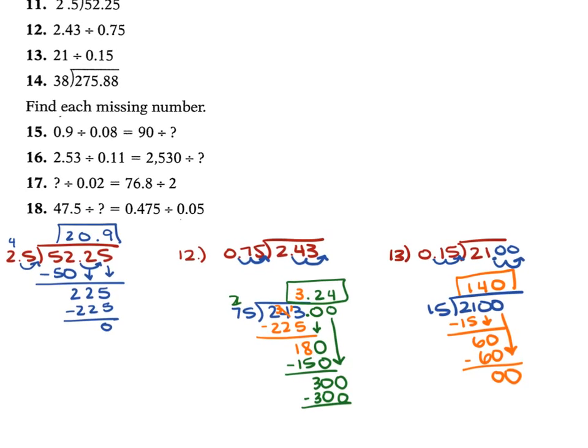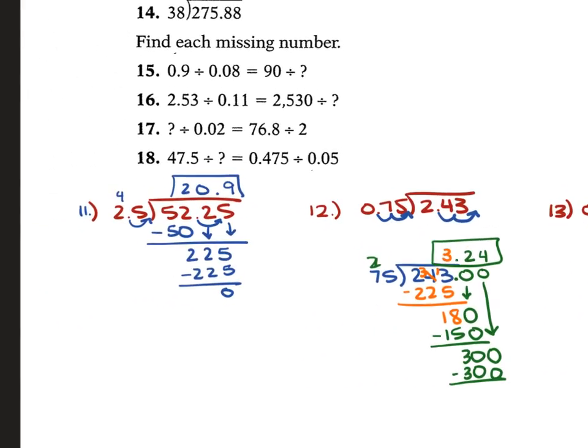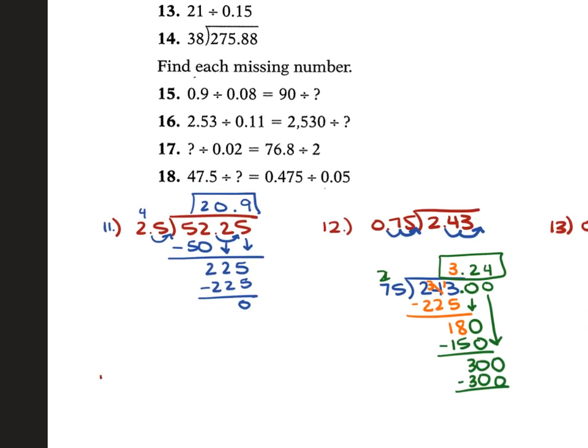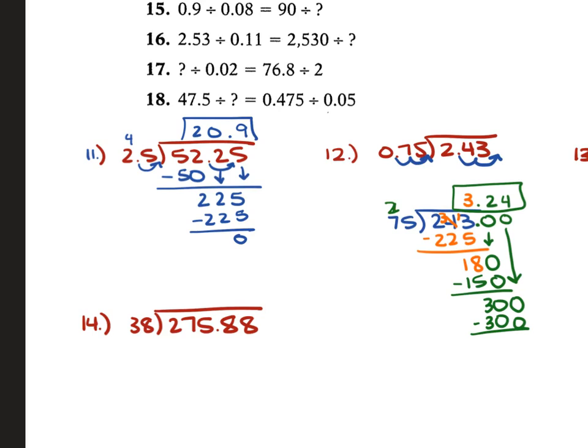For 14, we have 275.88 divided by 38. Let me see, I don't have enough room there, so I'm going to write it down here. So for 14, 38 is on the outside, 275.88 is on the inside. All right. So for this one, we're going to ask ourselves, does 38 go into 2? No. Does 38 go into 27? No. Does 38 go into 275? Yes. I'm going to, for this one, think to myself, 3 times what is a number close to 27?